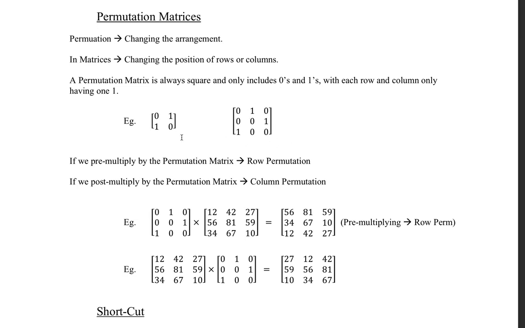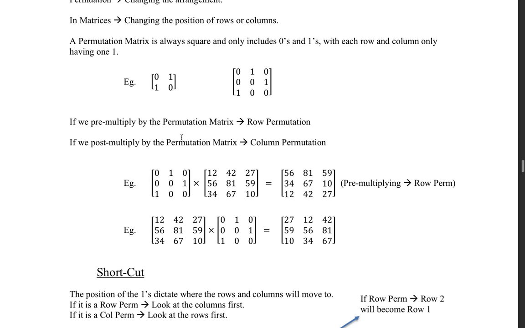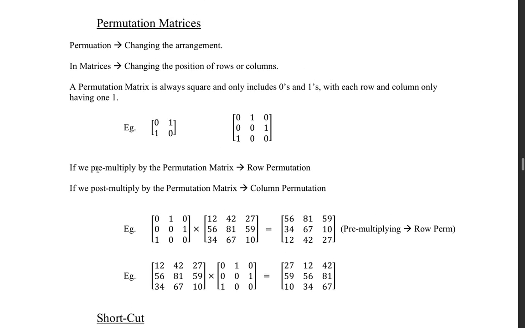A permutation matrix is something we multiply by another matrix to change the position of the rows in that matrix or change the position of the columns. You've either got to do rows or columns, and how we do rows or columns depends on whether we pre-multiply or post-multiply. If we pre-multiply by the permutation matrix, it's a row permutation.